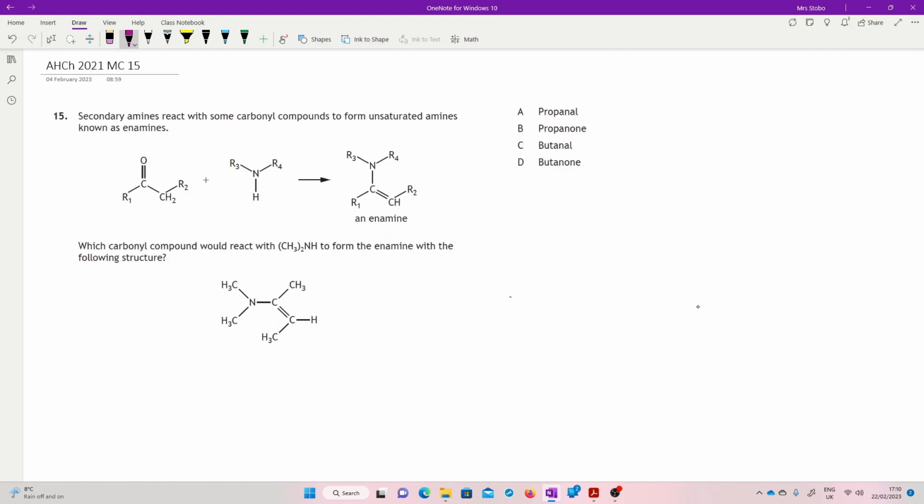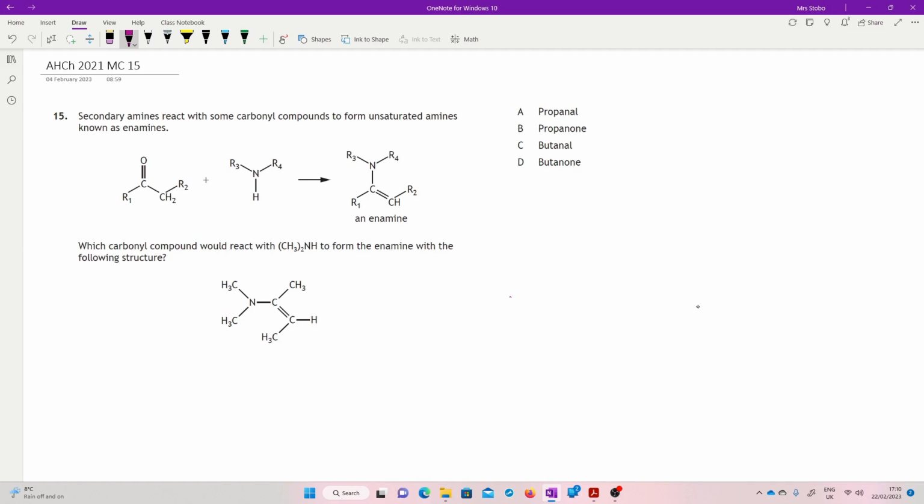Question 15. Secondary amines react with some carbonyl compounds to form unsaturated amines known as enamines. We've got a little picture here. Which carbonyl compound would react with (CH3)2NH to form the enamine with the following structure? So we are trying to block this back into what we've already got there. I did quite a lot of doodles to make this make sense for me, but basically I'm just trying to find my R1s and my R2s.